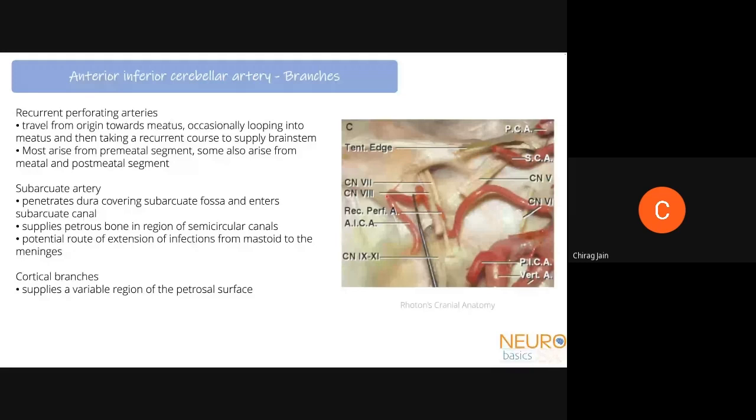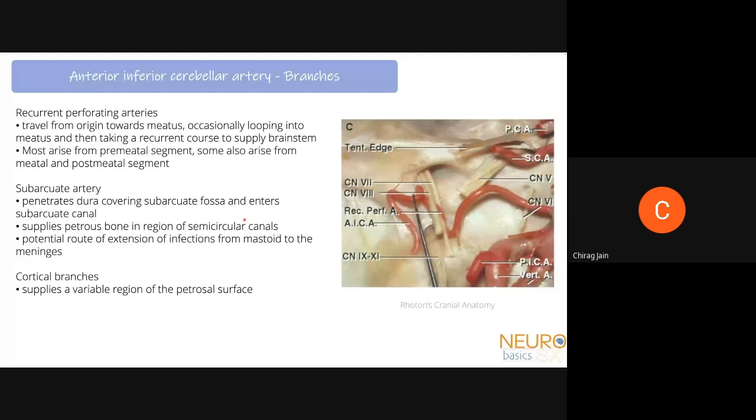There's also a subarcuate artery, which is not very commonly talked about, but it is important because it supplies the dura of the subarcuate fossa, which is located lateral and superior to the internal acoustic canal. It enters here and then supplies the petrous bone in the region of the semicircular canals. So it is important because this can be a route of extension of infections coming from the mastoid to the meninges.